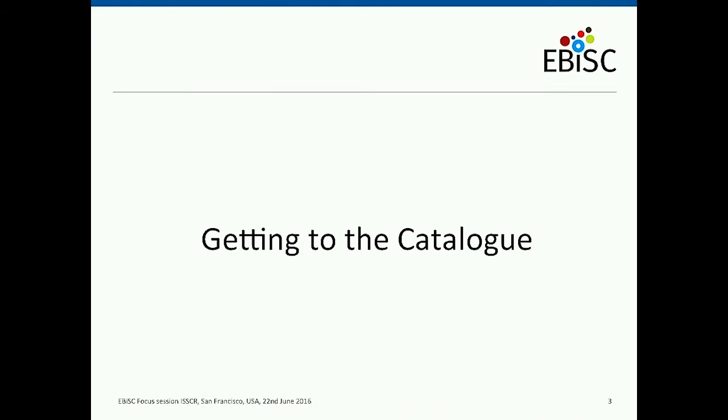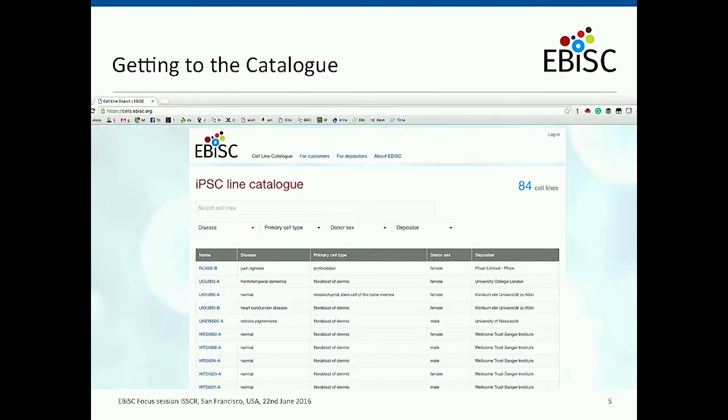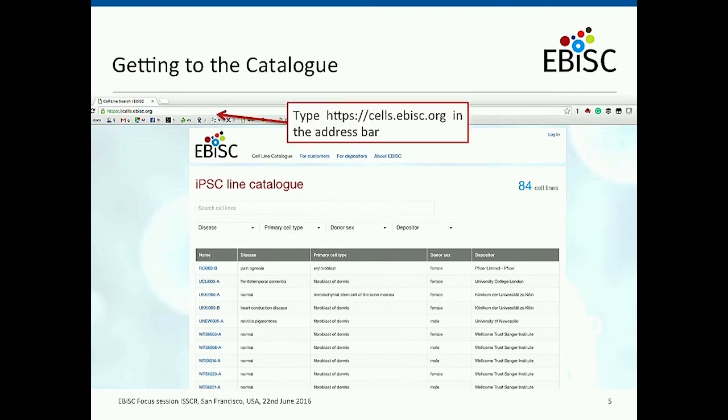And of course, the first thing you have to be able to do is actually find the catalogue. You can get to the catalogue from the main website. We have both a drop-down menu on the top of all pages that gives you a link, and the front page also has a big button that just takes you straight to the catalogue. The actual domain name and URL for the catalogue itself is really quite straightforward. It's just cells.ebisc.org. So just typing that into the address bar of your browser should work.